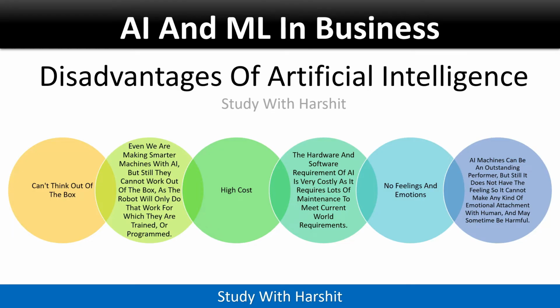Disadvantages of artificial intelligence: cannot think out of the box. Even though we are making smarter machines with AI, they still cannot work out of the box, as a robot will only do the work for which it is trained or programmed. High cost. The hardware and software requirements of AI are very costly, as they require a lot of maintenance to meet current world requirements. No feelings and emotions. An AI machine can have outstanding performance, but it does not have feelings, so it cannot make any kind of emotional attachment with humans and may sometimes be harmful.